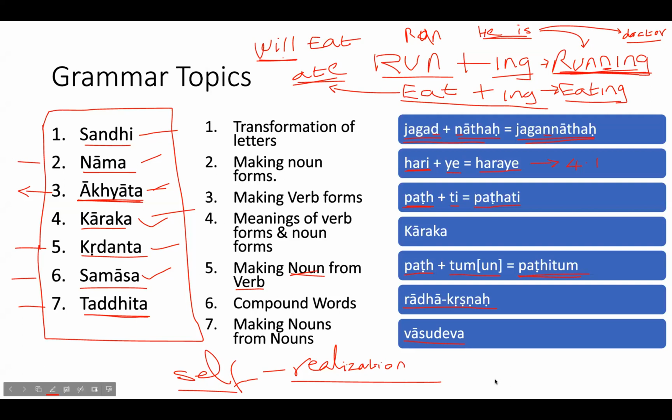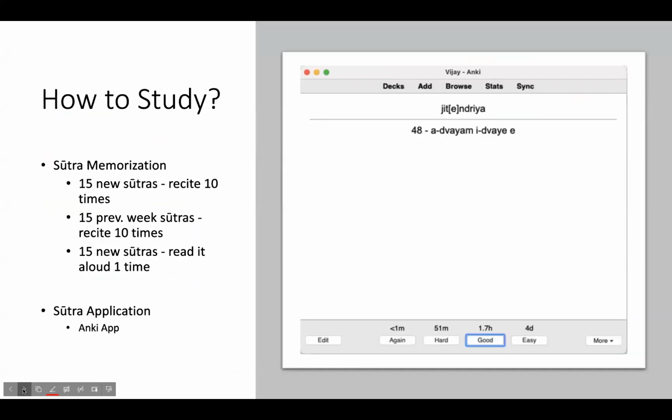Okay, so going to the next slide. How do you study Vyakarana? Many of the teachers may not tell this explicitly, but I consider this an important aspect to be told to the students, because if you don't know how to study it, you are going to miserably fail in your endeavor to study the Vyakarana. There are two parts to it: sutra memorization and sutra application. Both of them are important.